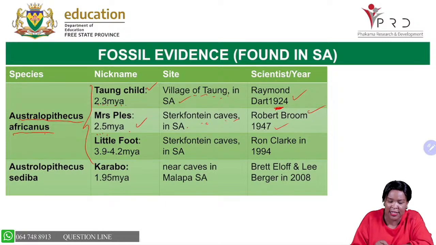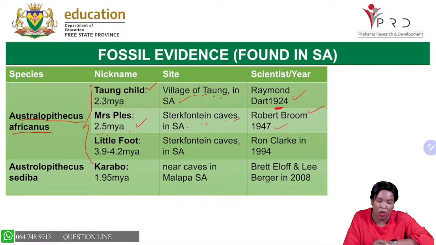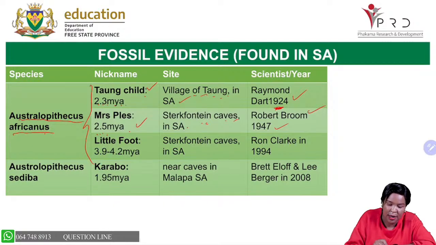Then the last example of Australopithecus africanus: you can be asked to give the 3 examples of the Australopithecus africanus fossils that were found in South Africa. You are going to mention Dawnchild, Mrs. Ples, and Littlefoot. Littlefoot lived around 3.9 to 4.2 million years ago. The fossil was also found in the Sterkfontein caves by Ron Clarke in 1994.